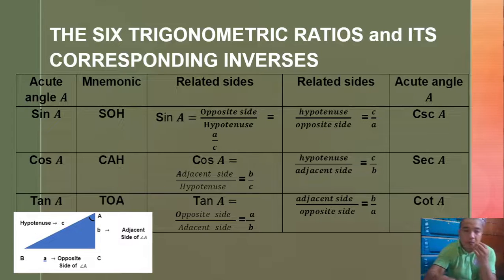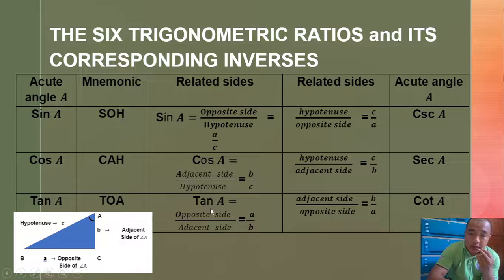And if you can memorize these three, sine, cosine, tangent, SOHCAHTOA, then it's easier for you to determine the ratios of their inverse functions. So what is the inverse of sine A? Cosecant A. So if sine is A over C, then cosecant is C over A: hypotenuse over opposite side. What is the inverse of cosine A? It's secant A. So if cosine is adjacent over hypotenuse, secant A is hypotenuse over adjacent side, so C over B. And what is the inverse of tangent A? Cotangent A.